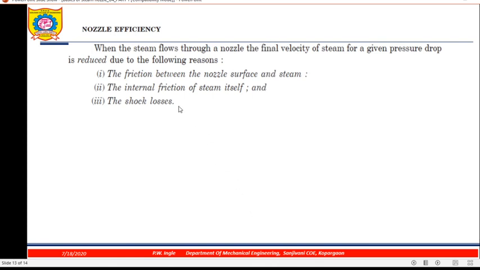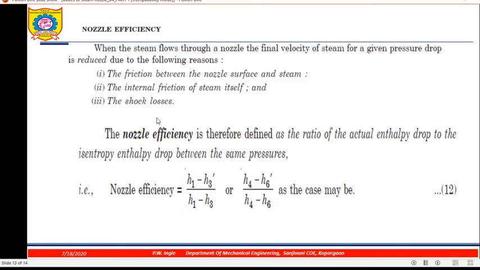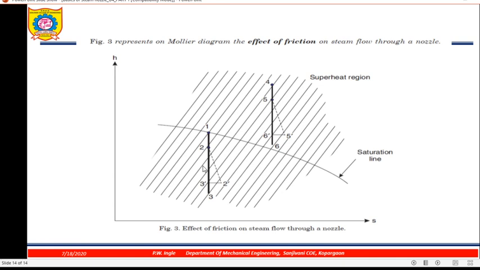Now what is nozzle efficiency? When the steam flows through the nozzle, the final velocity of steam for the given pressure drop is reduced due to the following reasons: friction between the nozzle surface and steam, internal friction of steam, and shock losses. Therefore we can define the nozzle efficiency as the ratio of actual enthalpy drop to the isentropic enthalpy drop between the same pressures. You can refer to the diagram.